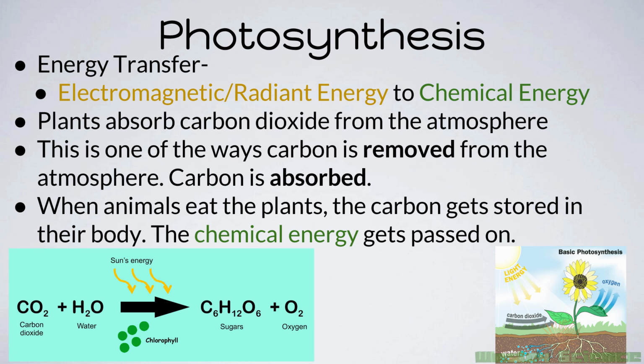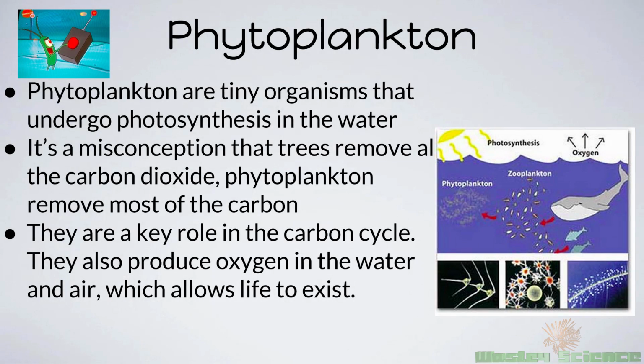It's the green plant cells that they're made of, and they will yield us sugar, which is C6H12O6, and oxygen, which is what we need to breathe. Now, phytoplankton are the little tiny single-cell plant organisms that exist in the ocean, and they undergo photosynthesis in the water. And it's a misconception that trees remove all the carbon dioxide. It's really the phytoplankton that do most of the work. And if you don't believe me, think about it for a second.